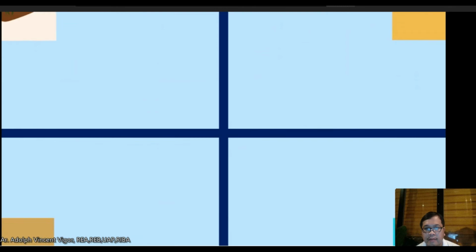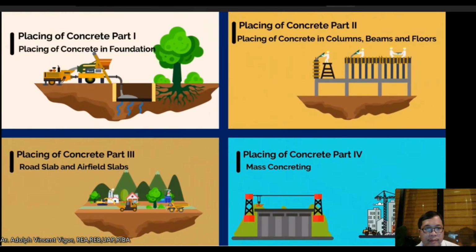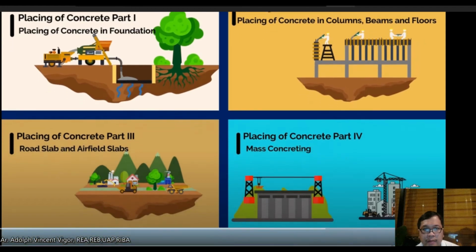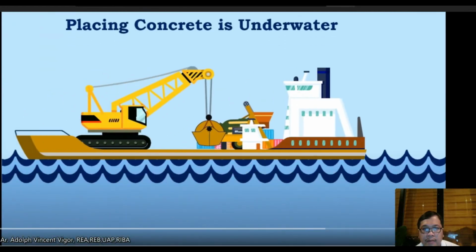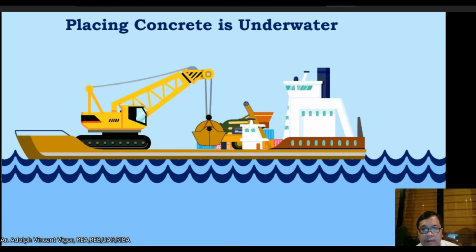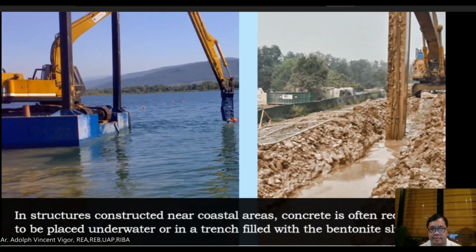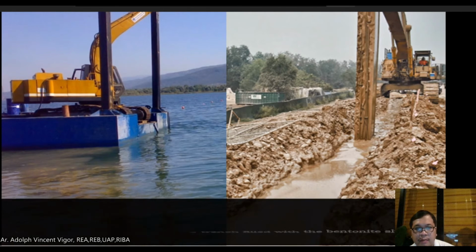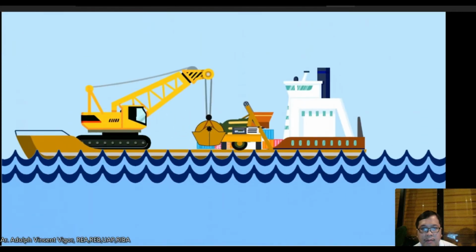In the past few videos, we have seen placing of concrete in different locations. The most important and difficult location for placing concrete is underwater. In structures constructed near coastal areas, concrete is often required to be placed underwater or in a trench filled with bentonite slurry. In these cases, the concrete is generally placed with the help of bottom dump buckets or tremie pipe.